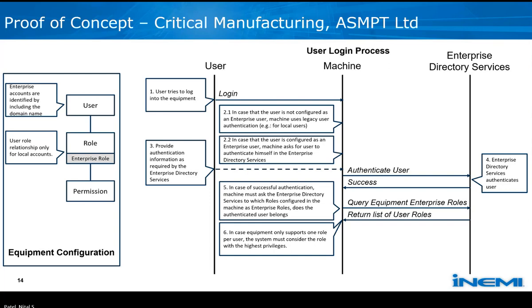It could be the case that the user belongs to multiple enterprise roles that are defined with the equipment, but because the system can only support one user, one role, there's a convention that the system will try to map the user to the enterprise role with the highest level of privileges. So there must be a way of sorting the equipment roles by some type of hierarchy. This is the way that the system assigns the user to a single enterprise role, and then it continues normally as the legacy system.